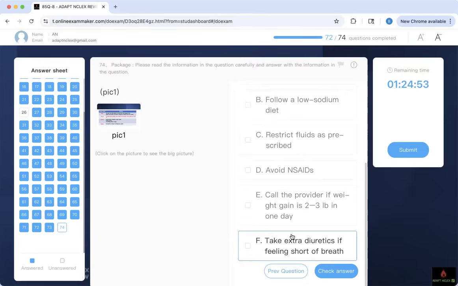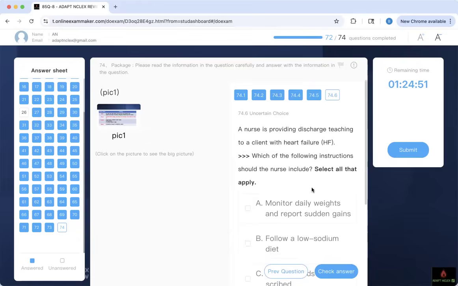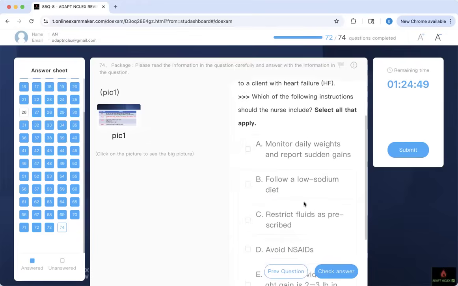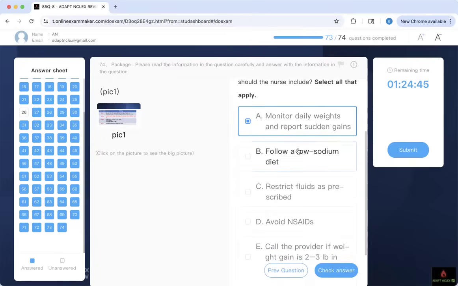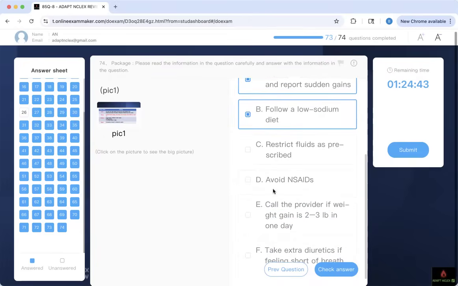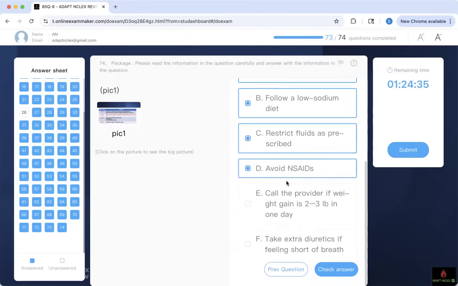Which ones should we include? You've got to monitor your weight, follow a low sodium diet, restrict fluid as prescribed. If I say 2 liters, stay with it. You should avoid NSAIDs. You should call when you gain too much weight. Don't overtake diuretics if you are not instructed to do that.